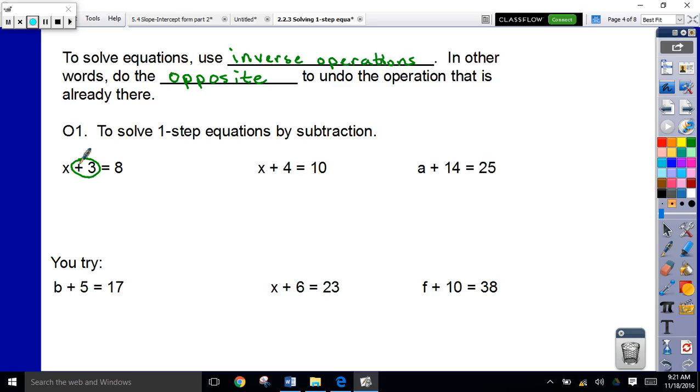So in order to get rid of this plus 3, I'm just going to subtract a 3 from both sides of the equation. Now I don't have a 3 here anymore because 3 minus 3 is 0. 8 minus 3 is 5. So I get x equals 5. Even if you already know that the answer is 5, I want you to get practice showing your work this way. So make sure you're doing that.